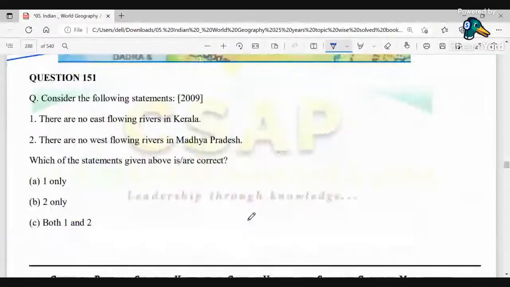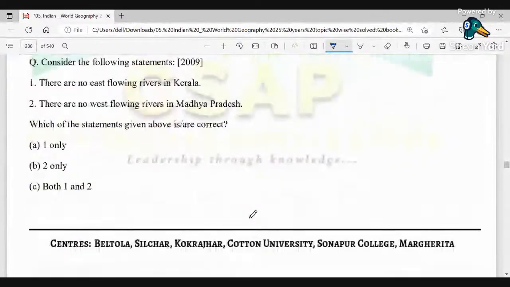Consider the following statements. So here it has been given there are no east flowing rivers in Kerala. There are no west flowing rivers in Madhya Pradesh. Which of the above statements is correct?